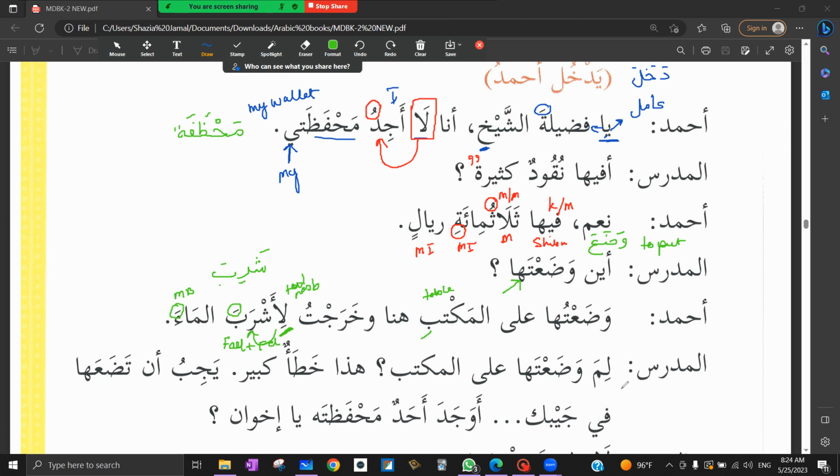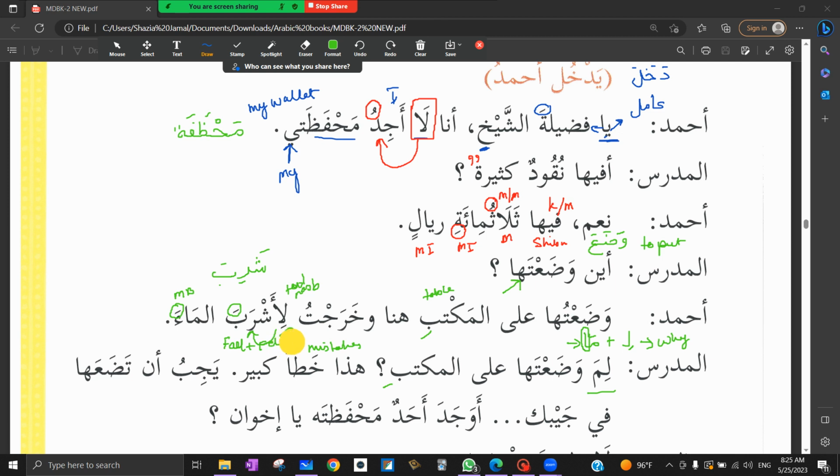So the teacher says, Lima wada'taha. Why did you? Lima consists of li harf jar plus ma. So whenever a questioning tool comes with a harf jar, it loses its alif and it becomes lima. It means why. Why did you put it on the table? Wada'taha ala al-maktabi. هذا khata'un. Khata'un means mistake. Kabir.